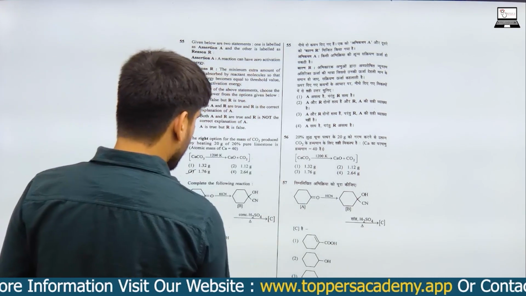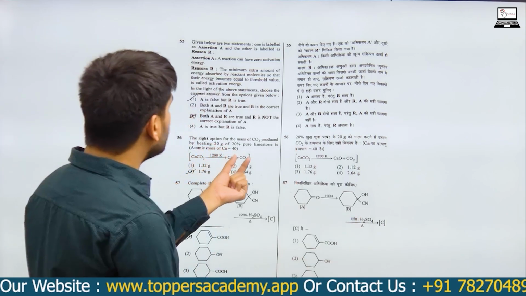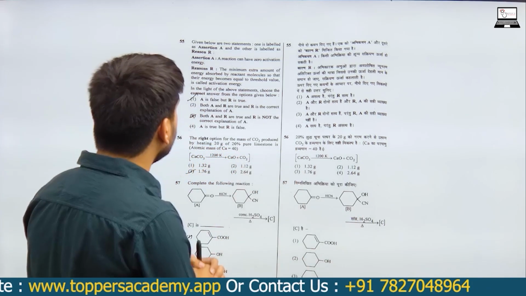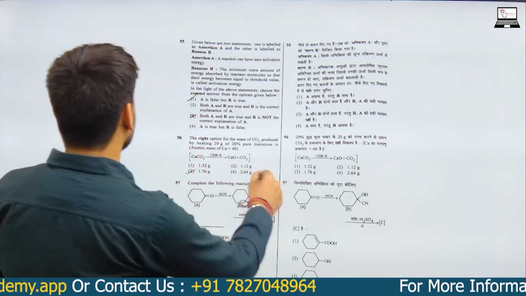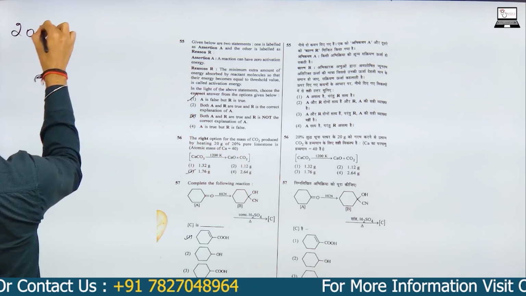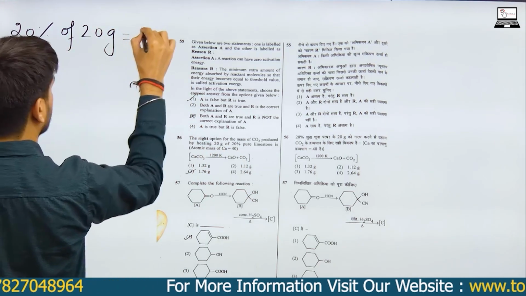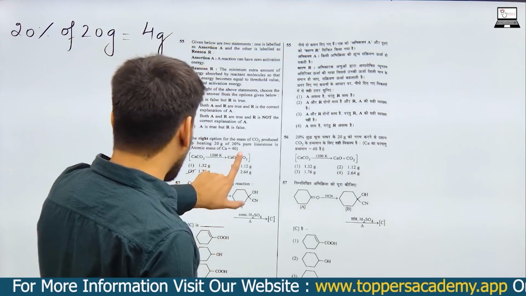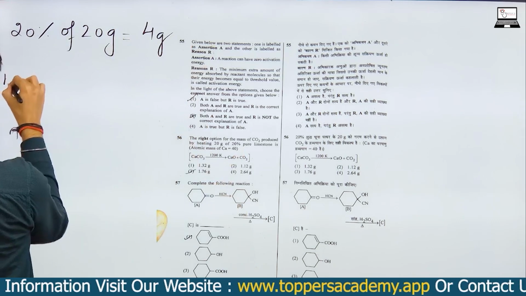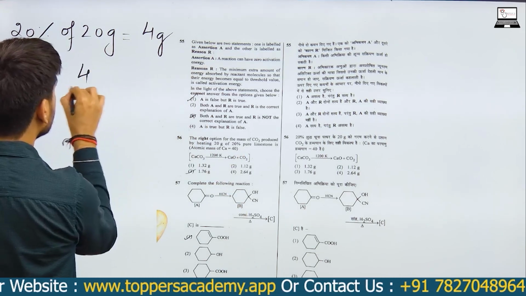Next question is the right option for the mass of CO2 produced by heating 20 gram of 20% pure limestone. Now, 20% of 20 gram is basically 4 gram. This is 4 gram, and we can find out the number of moles. So moles of limestone is given mass upon molar mass.